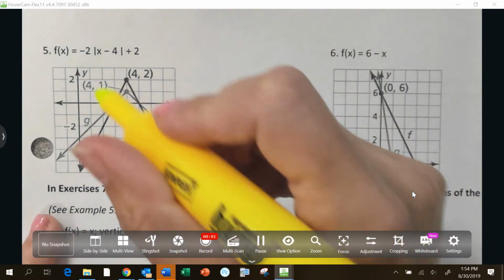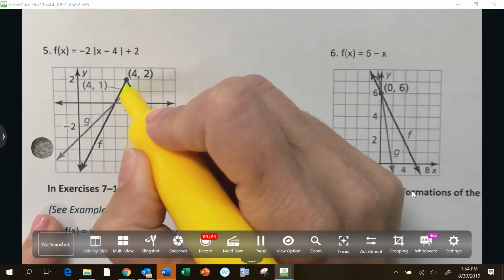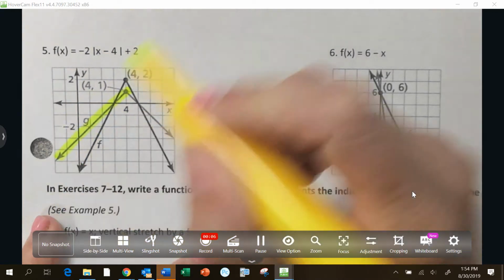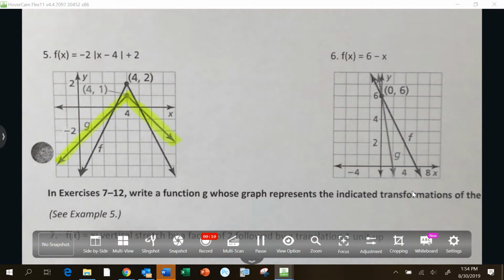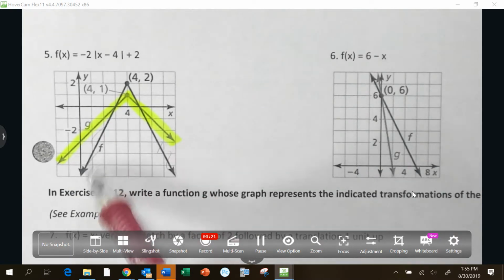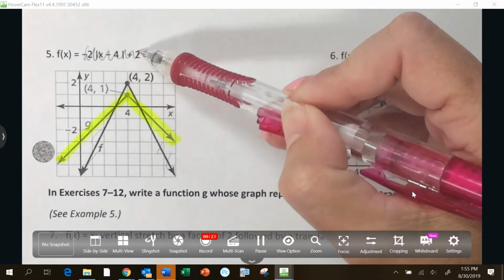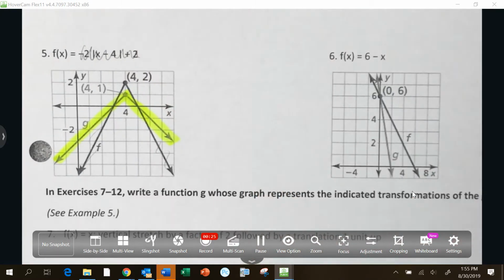So when I look at number 5, I did not do it the way that they asked me to do it. They're asking you to basically find the equation of the G graph. So I just highlighted it, so I only look at the G graph. Do not look at this F graph at all. Don't even look at this f of x equation. Don't even pay attention to it.